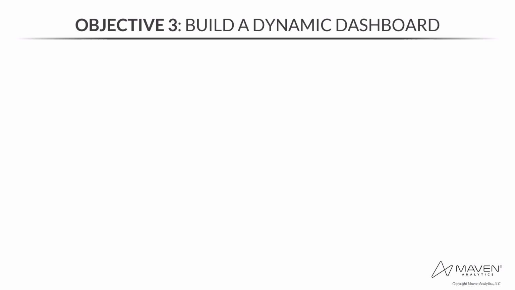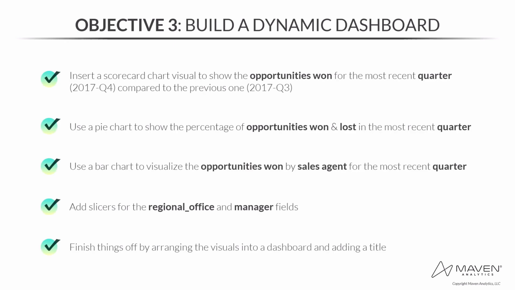Time for our final objective, which is to build a dynamic dashboard. Now we have 5 tasks this time around. Number 1, we're going to insert a scorecard chart visual to show the opportunities won for the most recent quarter compared to the previous one, using the data from our first pivot table. Next, we're going to use the data from our second pivot table and use a pie chart to show the percentage of opportunities won and lost in the most recent quarter.